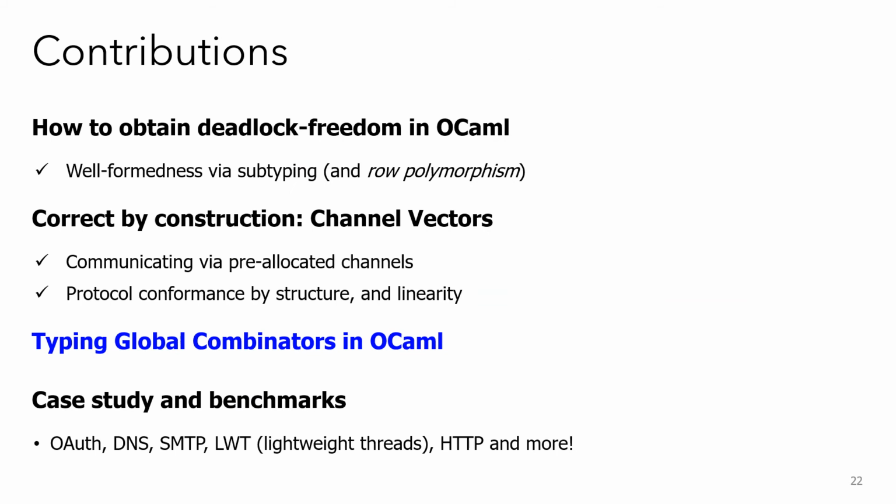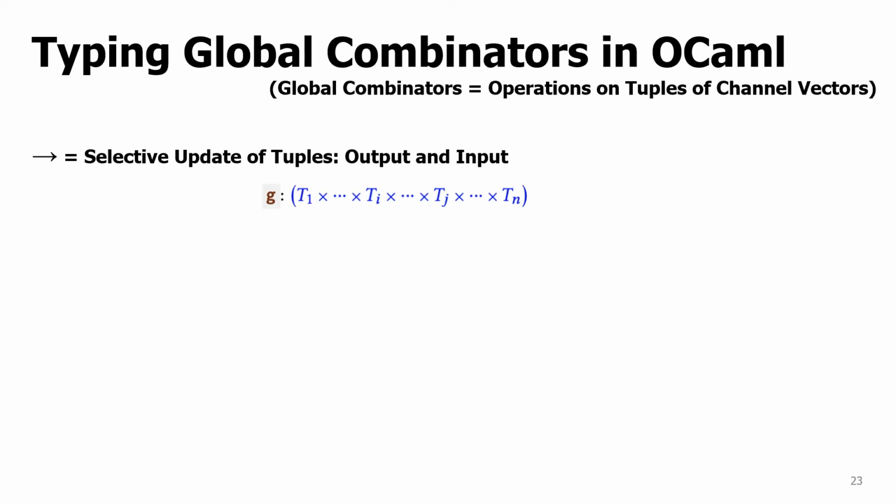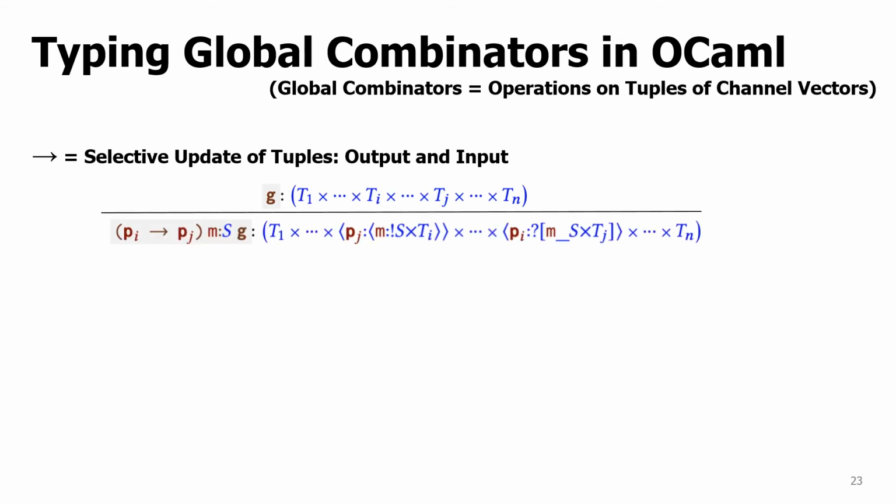Next, we present the type-checking algorithm for global combinators. Global combinators are a set of operations applied to a tuple of channel vectors. The arrow combinator is applied to the continuation G. Here, Pi is the output and Pj is the input. First, we update the channel vector Ti for Pi to be an output type. See the bang mark denoting output. Similarly, Tj for Pj is updated to an input type. See the question mark in the resulting type.